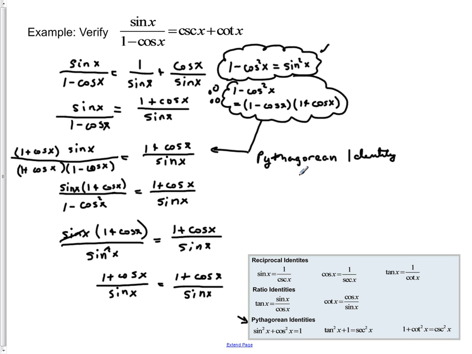So this is our Pythagorean identity trick right here, where we multiply a numerator and denominator by some common factor so that we can use our Pythagorean identity, even though it didn't look like there was one there before. All right, so more examples to come.